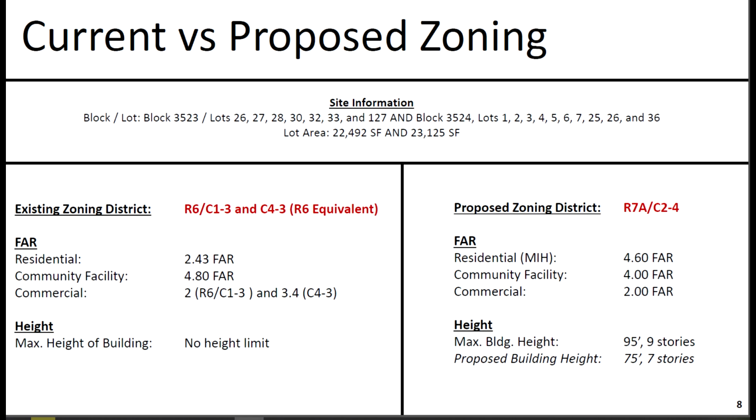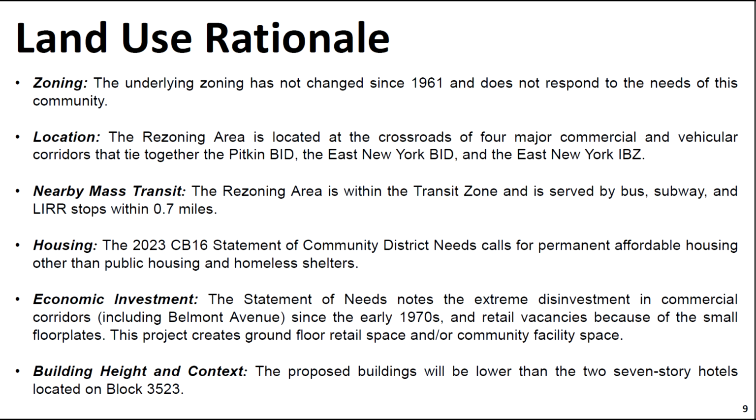The land use rationale, I won't spend a lot of time on it. This is the original 1961 zoning. It has not changed. The area is at the crossroads of major commercial and vehicular corridors. It's within a transit zone. The housing is important because there's lots of public housing in the area, which you'll see in a subsequent slide. But this is basically privately developed housing, which contributes to diversity of housing types.